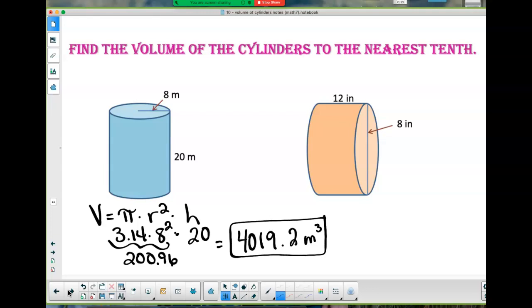How come we get decimals when we're talking about cylinders? We didn't get so many decimals yesterday when we were dealing with prisms. Why do we get decimals when we're dealing with cylinders? What do you think?